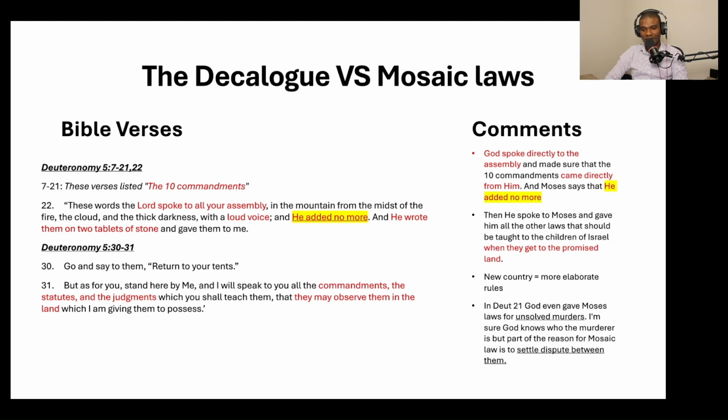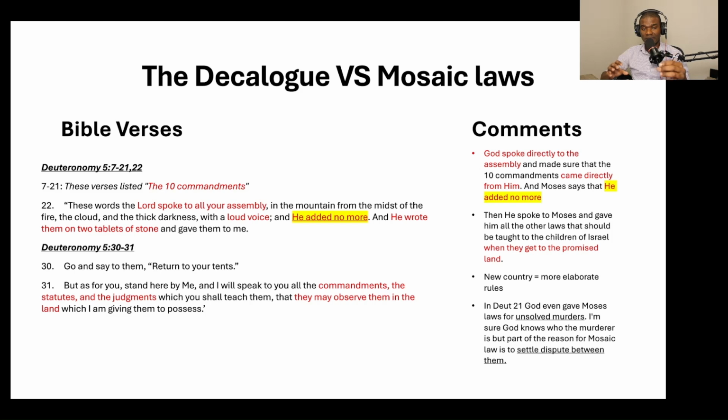Deuteronomy 5:7 through 21 and 22. Okay, so Deuteronomy 5:7 through 21, they listed the Ten Commandments. And then verse 22 says, and this is Moses talking, "These words the Lord spoke to all your assembly in the mountain from the midst of the fire, the cloud, and the thick darkness, with a loud voice. And He added no more."